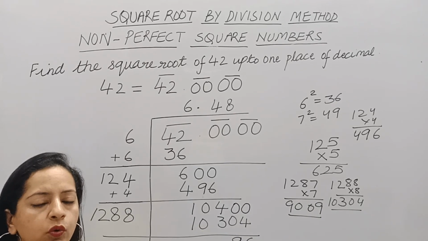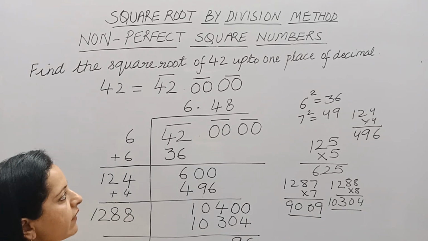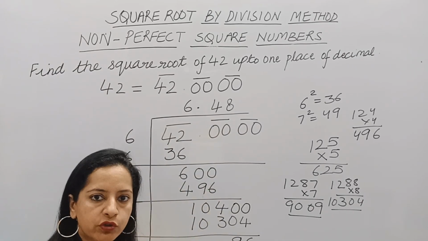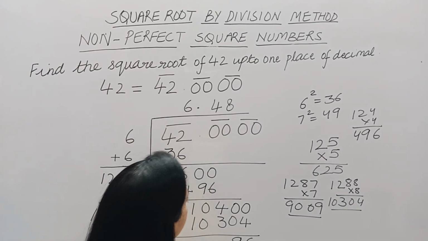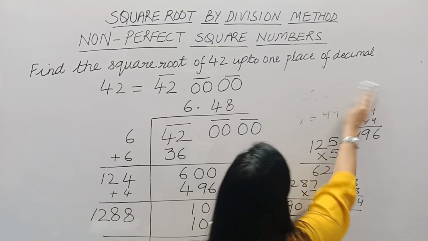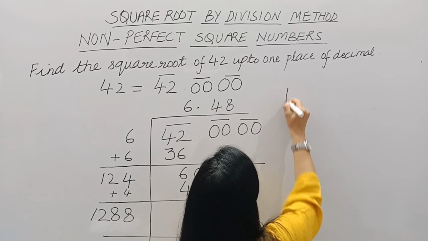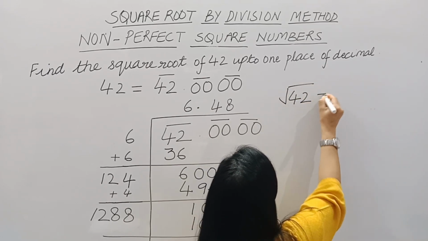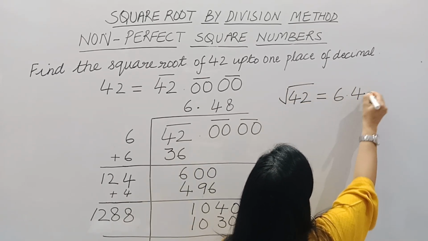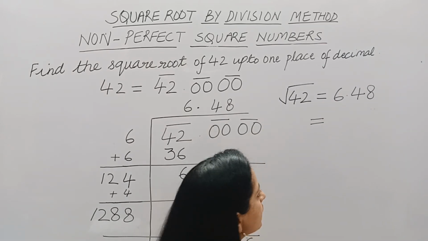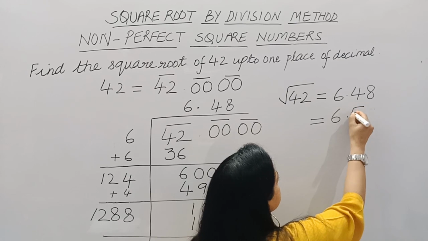find the answer up to 1 place of decimal, so we have calculated it up to 2 places of decimal so that we can round it off. So square root of 42 is equal to 6.48. Now rounding it off to one place of decimal, we can write it as 6.5.